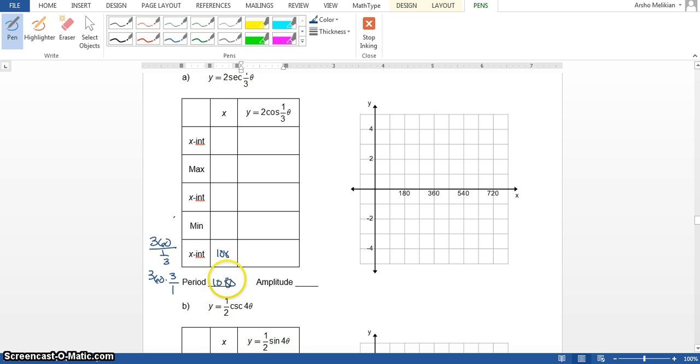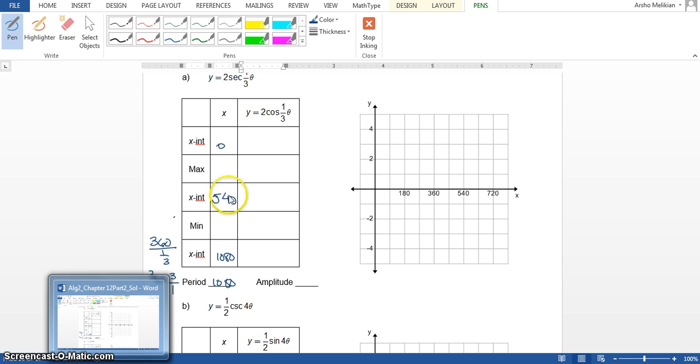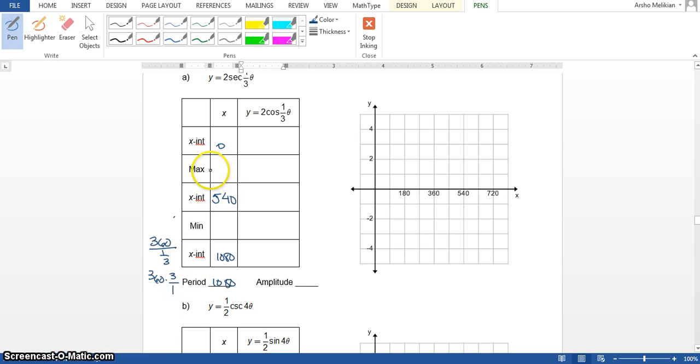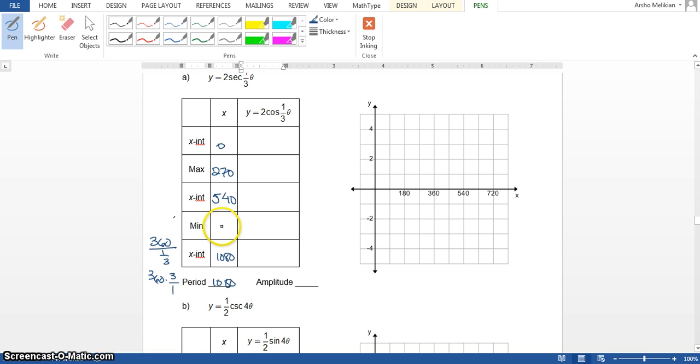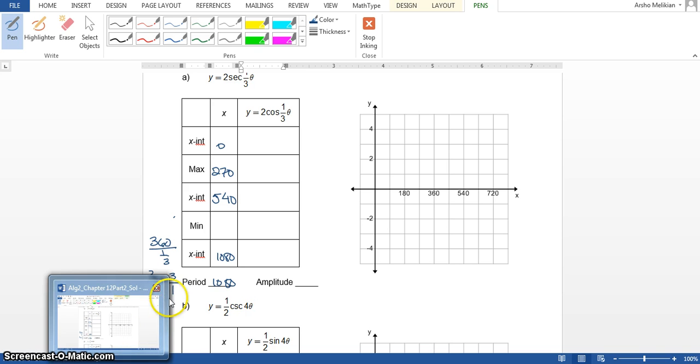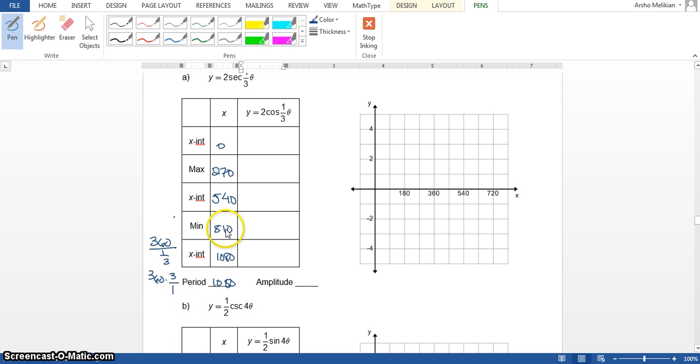So here we're going to have 1080, and here we're going to have 0. All right, the halfway point is how much? 540. The halfway point here is 270. And the halfway point here will be how big? 810. Okay? And the amplitude is... We're not going to worry about the amplitude for now. Okay, so let's plug in these values into the cosine here.